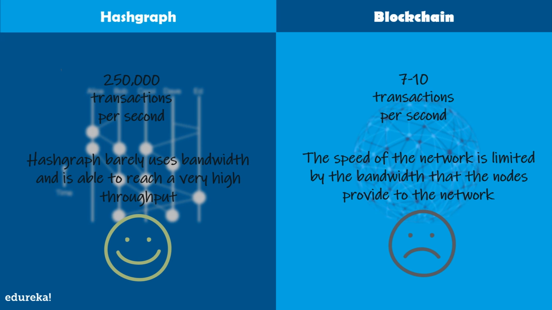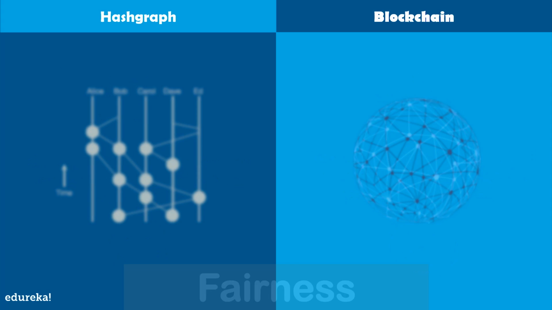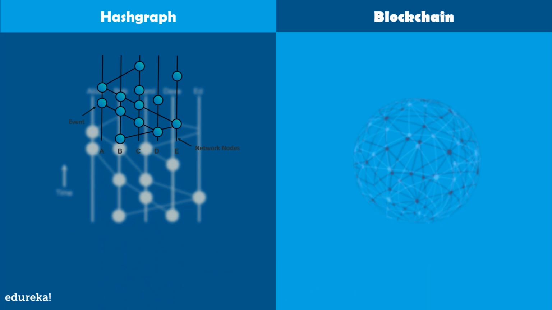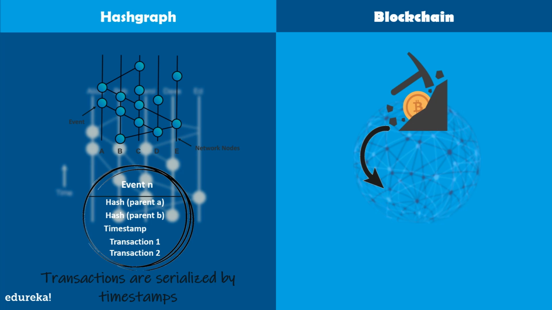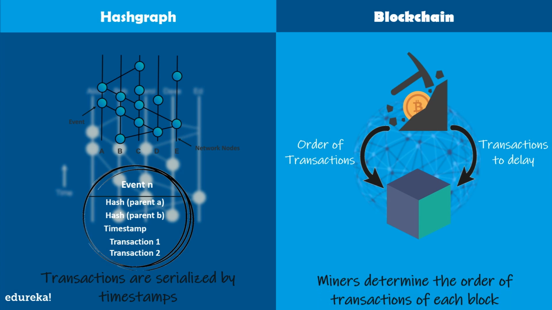Now, the next point that we're going to compare hashgraphs and blockchain on is fairness. So, how is a hashgraph fair? Here, fairness refers to the ability of distributed ledger technologies to prevent nodes from manipulating the order of transactions. Hashgraph is fair because no single node can manipulate the transactions, and the transactions are serialized with cryptographic timestamping. Unlike in a blockchain, where miners determine the order in which transactions are placed within each block, the transaction order can be extremely important. For instance, consider purchasing the same crypto asset, where the first buyer will likely get a cheaper price.